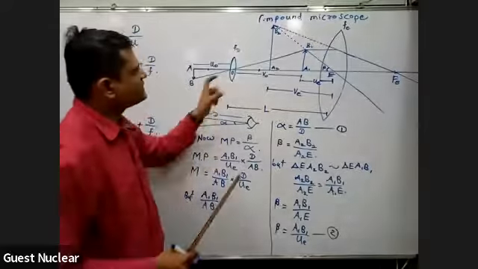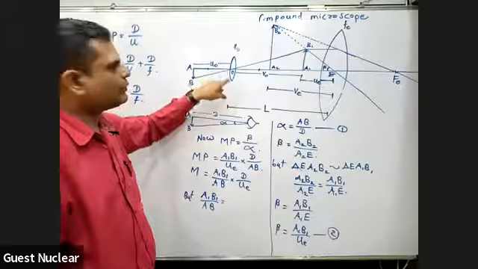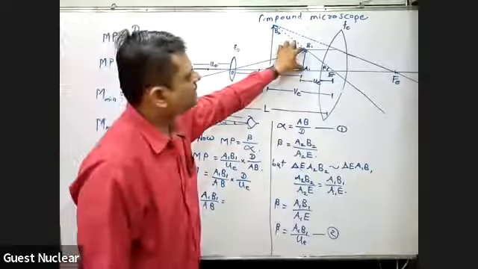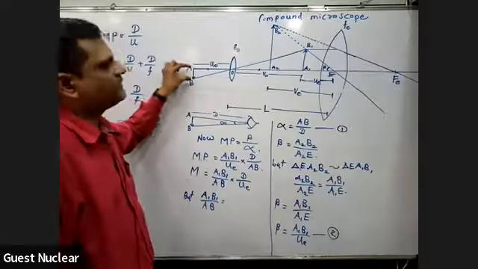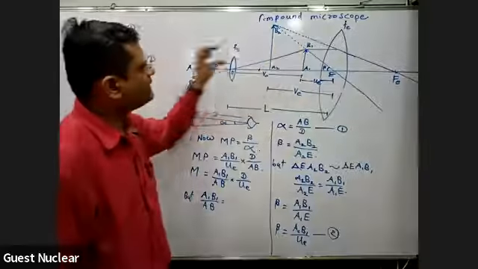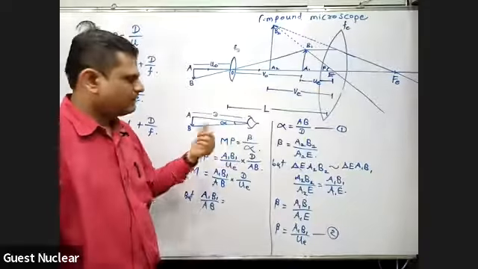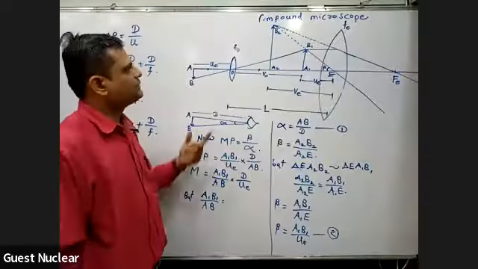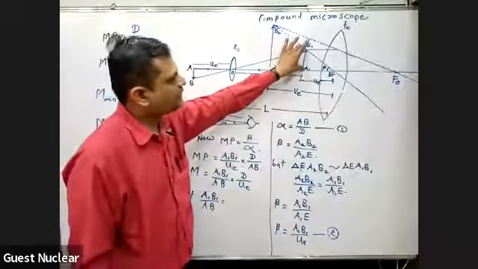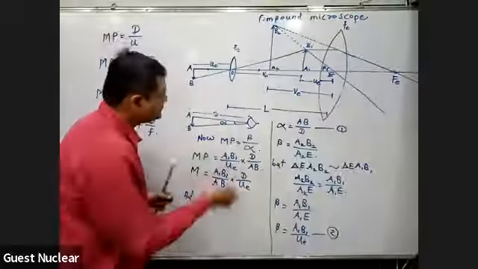See, if we consider this A1B1 upon AB, if we focus on this objective here, A1B1 is the size of image, right? And what is AB here? It is the size of object. So what is the ratio of size of image upon size of object called? It's called magnification. We have already introduced this concept in the last lectures. So the ratio of the size of image upon size of object is called the magnification of the objective actually.